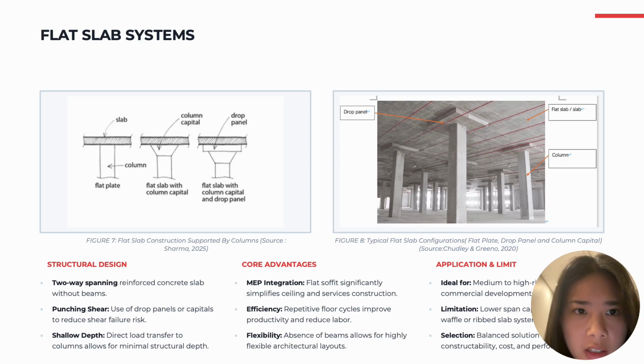The main advantage is the flat soffit, which makes it easier for MEP installations. It also allows faster construction due to simple formwork. However, the span capacity is limited, and punching shear is a key design issue. So overall, flat slab is a very efficient and commonly used system in high-rise buildings.